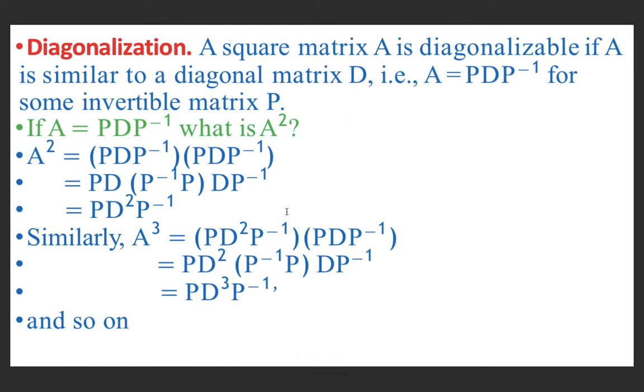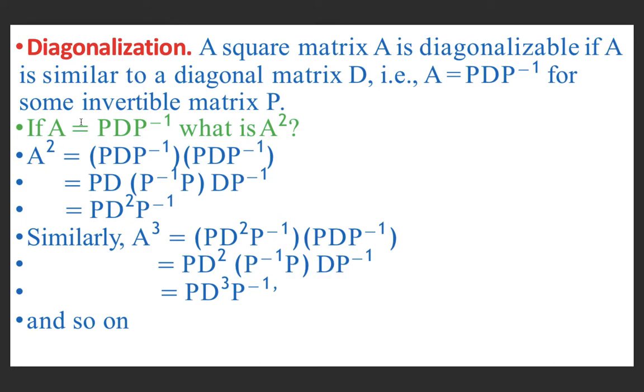Now diagonalization. A square matrix A is diagonalizable if A is similar to a diagonal matrix D. That is, A is equal to P D P inverse for some invertible matrix P. P is here given to be invertible.